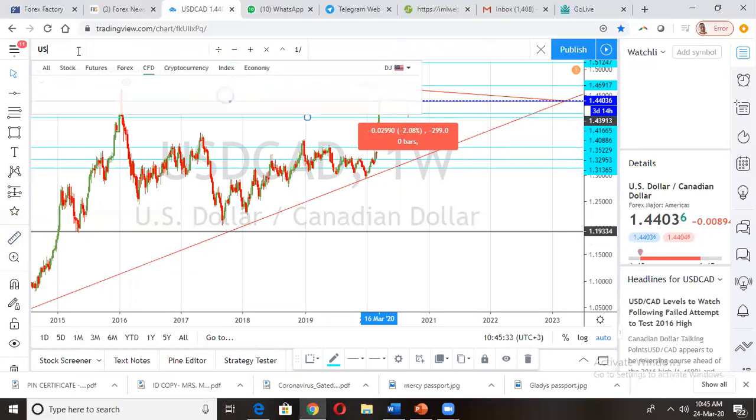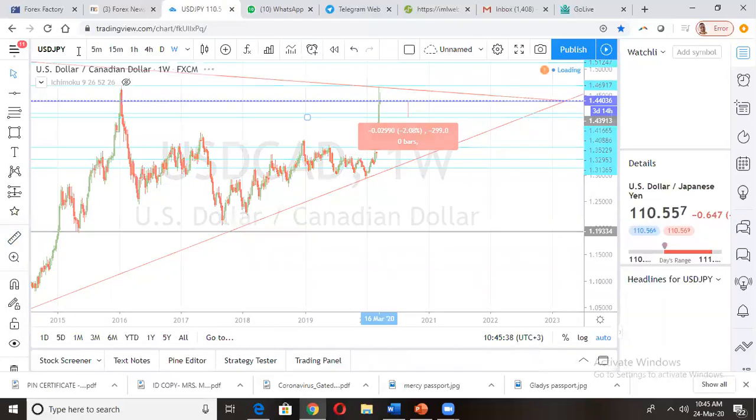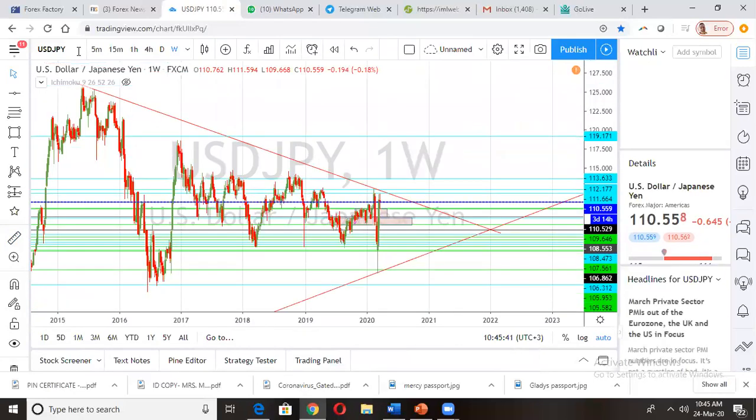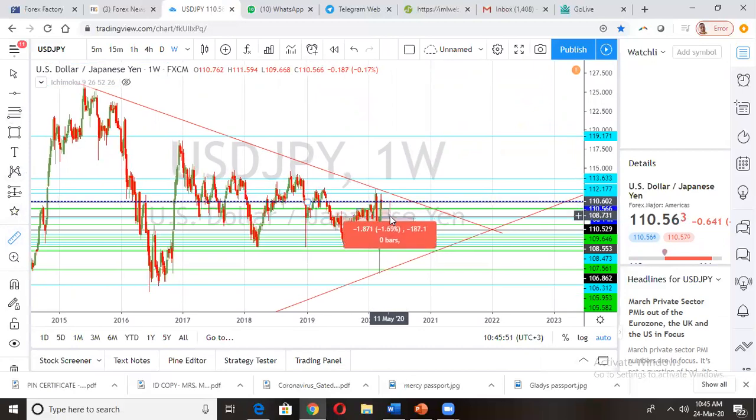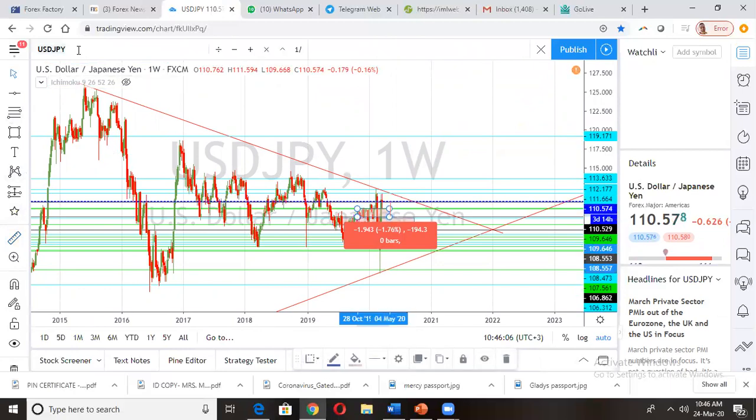USD CAD. I did USD JPY, did I? No, USD JPY I think is also on a downtrend. I think I glimpsed it earlier. Yeah, I have a bias for a downtrend. So USD JPY, that's about 100 pips to about 150, 200 pips. Potential still 100, 200 pips. Yep, that's what I feel.